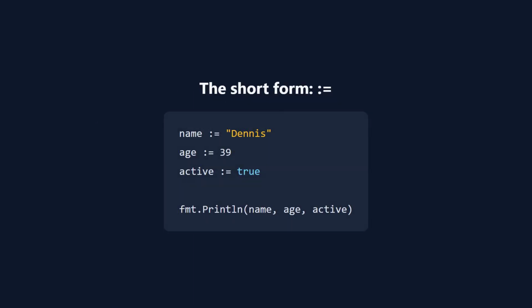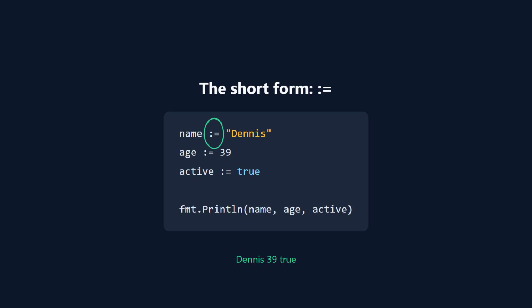And now the one you will write 9 times out of 10. Colon equals. It is called the short variable declaration, and it does two jobs at once. It declares the variable, and it gives it a value. No var, no type. Go infers the type from whatever you put on the right. This is what idiomatic Go looks like. Open almost any Go file, and you will see colon equals everywhere.